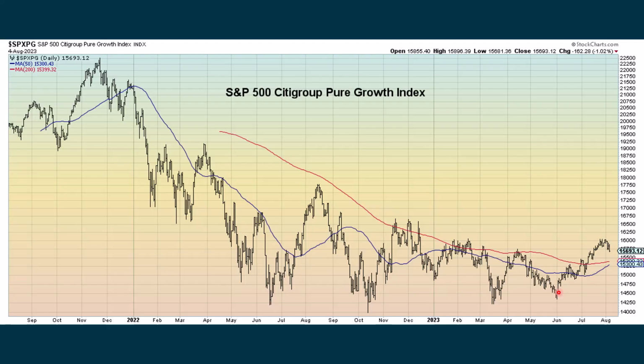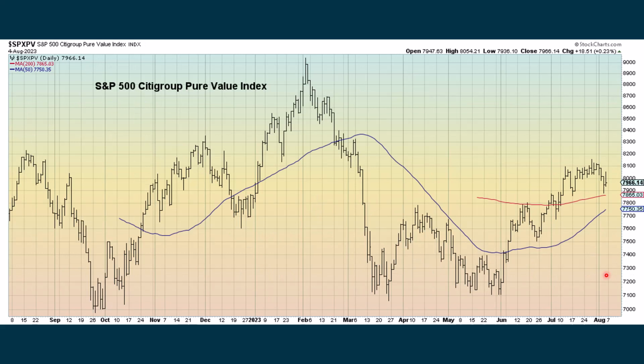The first index that we look at is called a pure growth index, and it has been improving, but we're still in an overall downtrend. So growth is in a downtrend. The interesting thing is value's in a downtrend too. Even though it's been bouncing back a little bit, the blue line is still below the red line.